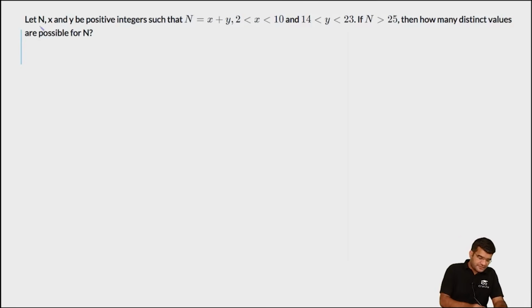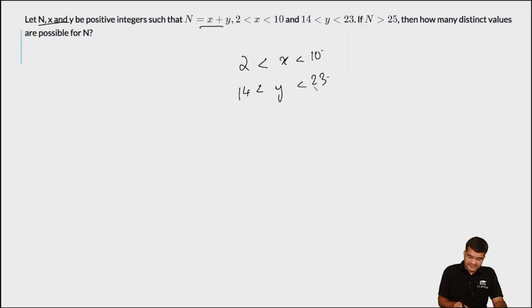In this question, we are told that n, x and y are positive integers such that n is equal to x plus y, and 2 is less than x is less than 10, and 14 is less than y is less than 23. We are also told that n is greater than 25, and we are asked to find out the distinct values that are possible for n. So what is the maximum possible value of n?